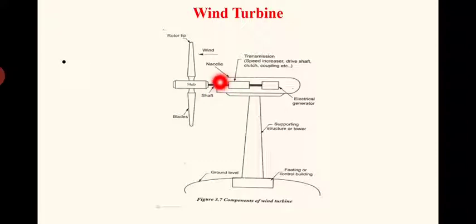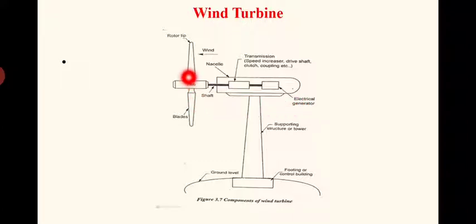See, this outermost casing is actually called the nacelle, and within that casing we will have the transmission system. The transmission system includes speed increaser, drive shaft, clutch, coupling, etc. Speed increaser means a gear arrangement will be there. Now the shaft will be finally connected to the electrical generator.